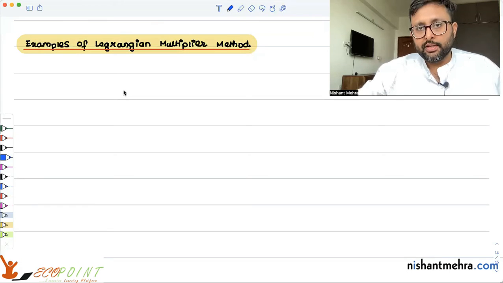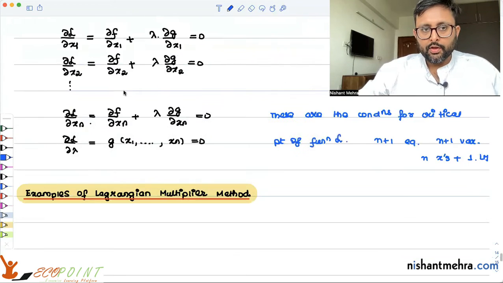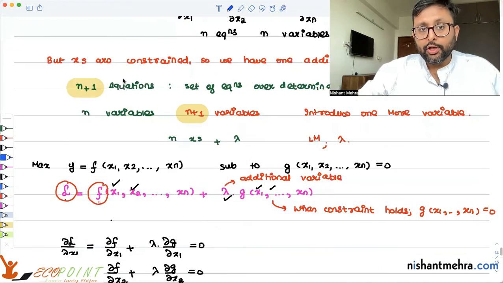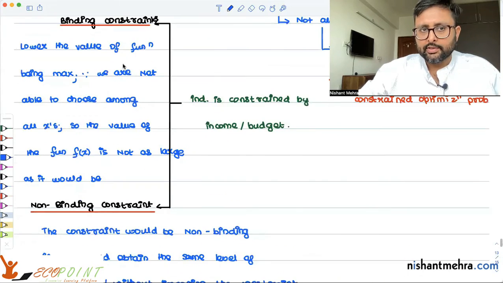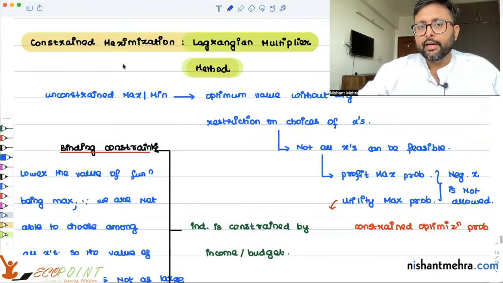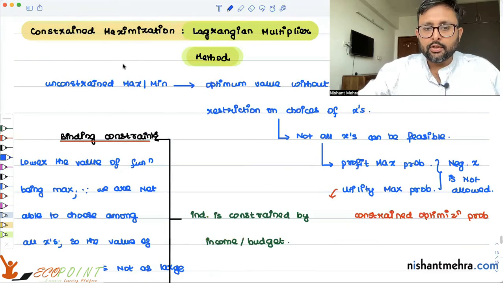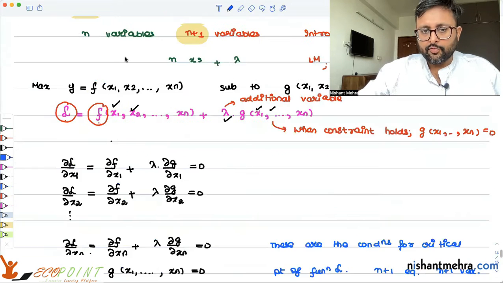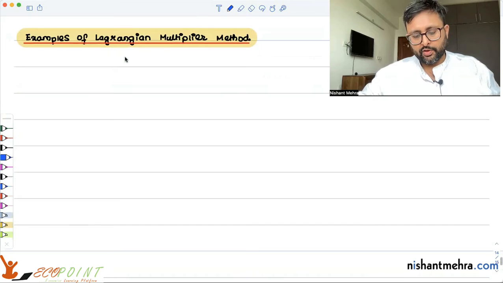Examples of Lagrangian multiplier method. So if you remember, we did the theory of the Lagrangian multiplier in the last recording, right? We did some interpretation, or rather the intuition, behind constrained maximization or constrained minimization. So let us look at a few examples for the Lagrangian method, right?